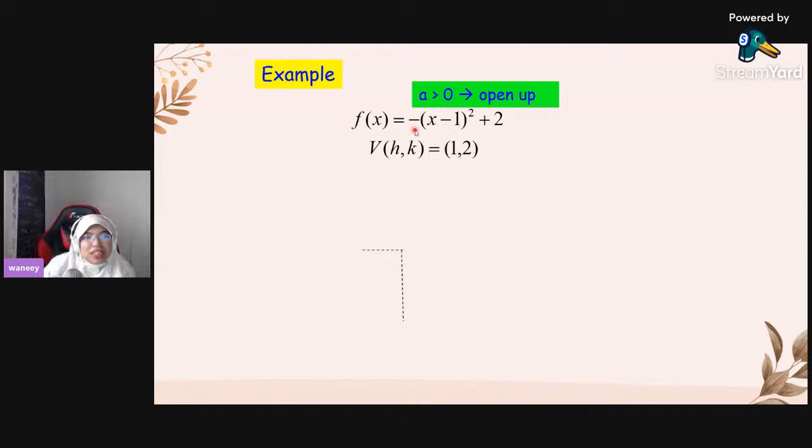Kenapa dia kata greater than 0, less than? Lupa nak tukar lah ni. Sekejap.